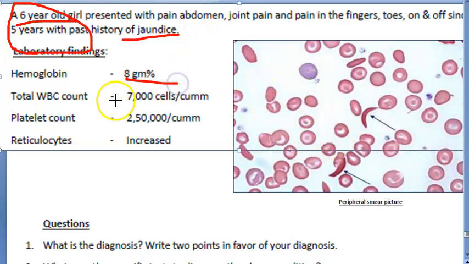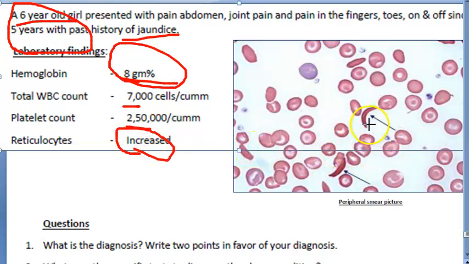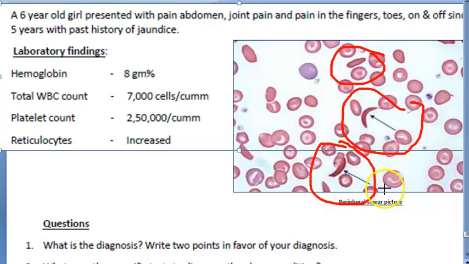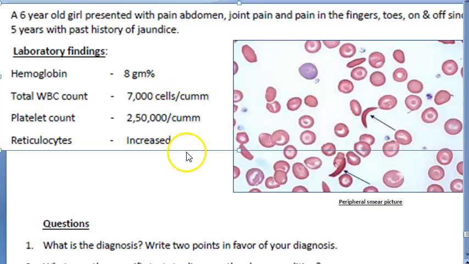Hemoglobin is 8 for a child. Is this okay? WBCs are fine, platelets are fine, reticulocytes are increased. Look at the blood picture. Definitely you can see very clearly that there are sickle cell RBCs, right? So you can see some sickle cell RBCs here. It definitely looks like an anemic picture, so it can be sickle cell anemia, correct?